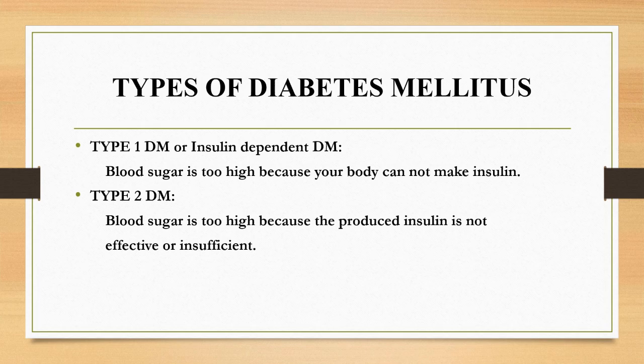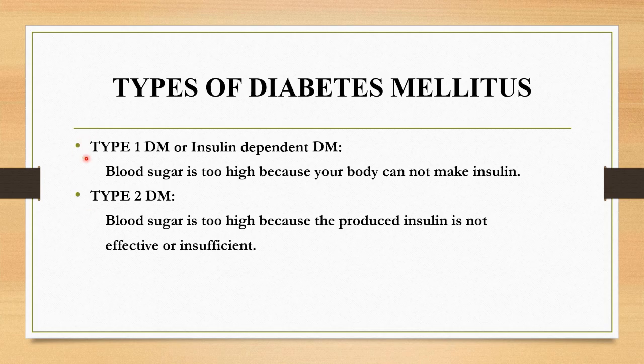Now you know the reason why the blood sugar is always high. The first reason is when the pancreas is not at all producing any insulin. The second reason is the pancreas is producing insulin but it is not effective. The third reason is the pancreas is producing only a small amount, which is not sufficient for the body to control the blood sugar. So based on these reasons, it's been divided into two types.